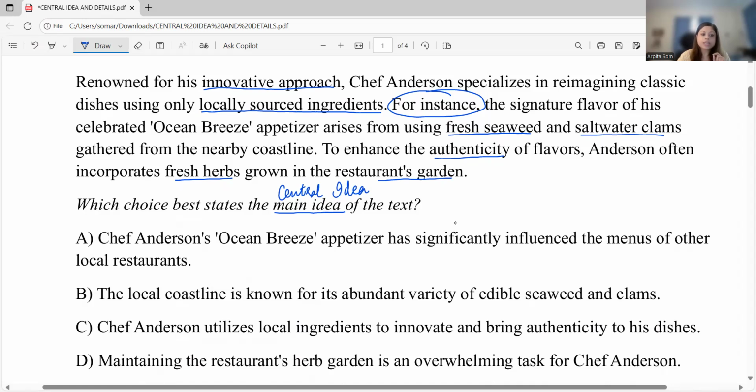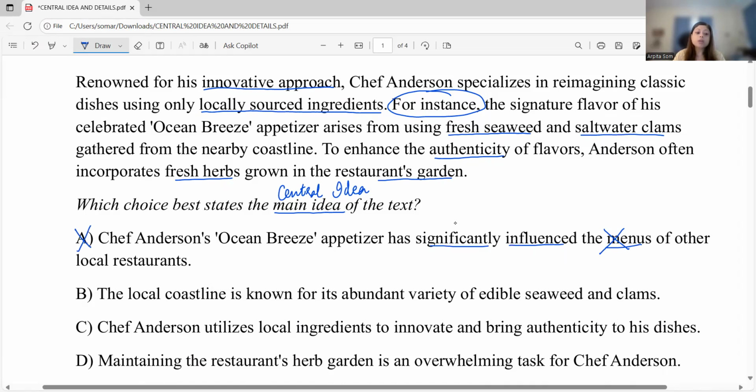Okay, let us look at option A. Can my answer be option A? Should I keep it? Should I eliminate it? Whenever you are solving questions, you should keep these things in mind. Let's read it. Also, while reading it, ensure that you are highlighting key points from the choices as well. Chef Anderson's Ocean Breeze appetizer has significantly influenced the menus of other local restaurants. Where do you find menus in the text? Does the text mention anything about the menus? Does the text talk about anything about highly influencing something? No. Can I prove it? No. This is not my answer.